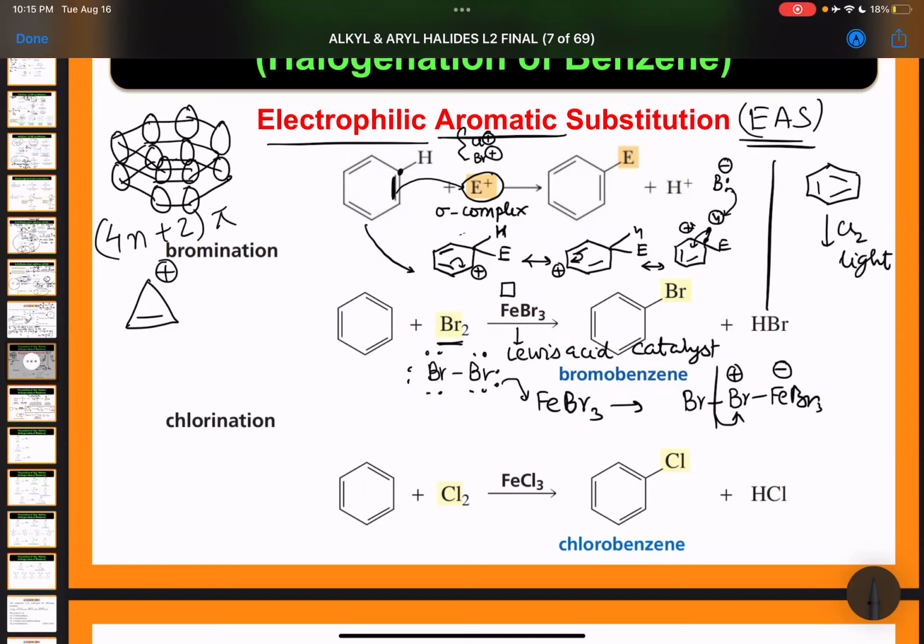Light or hν. Actually, light gives energy for the breaking of these pi electrons as well as Cl. So in this case, what happens? All the pi electrons break, all the Cl break, and you will have 6 Cl atoms connected to the benzene. And this is known as benzene hexachloride, right? BHC. It is also known as gammexane or lindane, which is used as an insecticide.